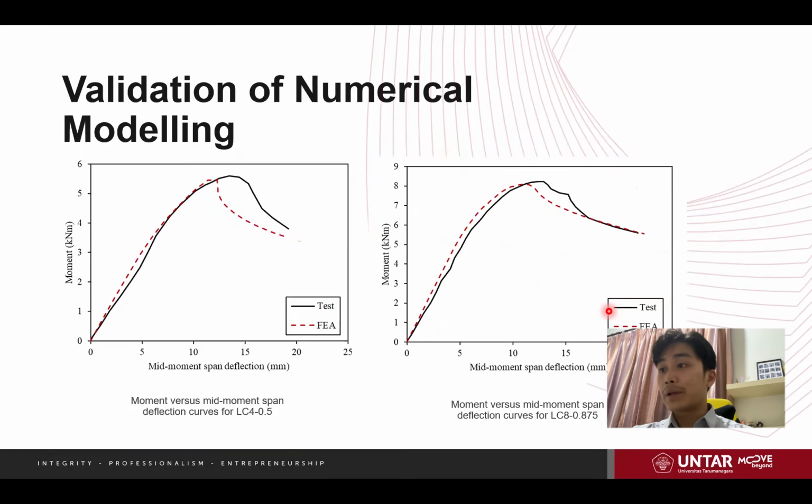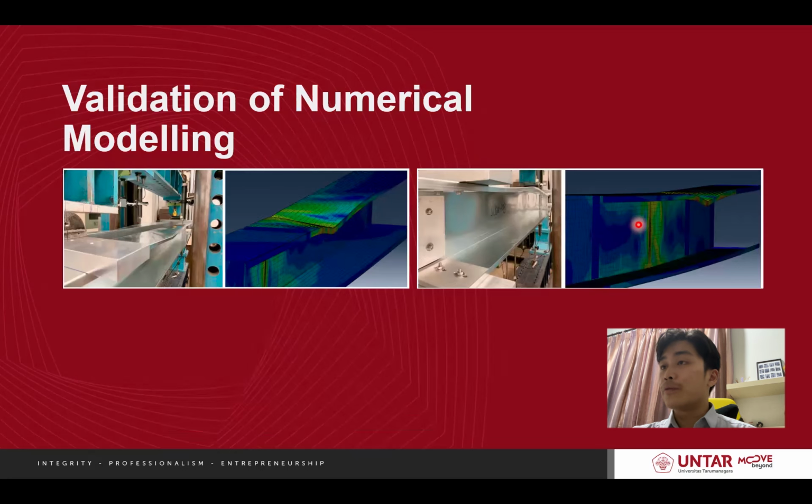And this is the graph between experimental and numerical. The X-axis is for the mid-moment span deflection, and the Y-axis is for the moment. The graph shows that these two methods, the black one from the test and the red one from our numerical approach, are relatively close to each other. Last, we also show the failure mode between the experimental and numerical model.